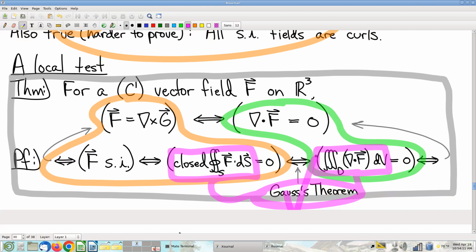So again, the morally equivalent argument. Boom, right? Same ideas. This gives us the connection on how to do our local test for whether something is surface independent. If you want to know if something's surface independent, compute the divergence, see if you get zero. If you do, cool, you're in business. Does that make sense? If you don't, then, by the way, no, it's not surface independent. You can't cite surface independence. Let's see this in action.